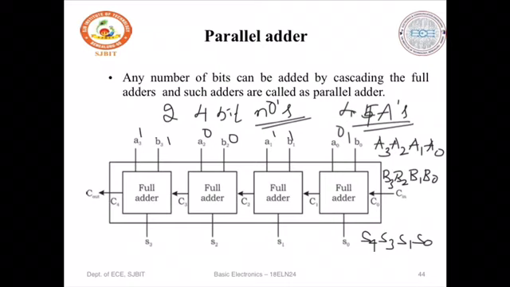Now, the least significant full adder adds A0 and B0. This is my least significant full adder. This full adder, which corresponds to the least significant bit, adds A0 and B0 to give the sum S0, as well as it gives the carry.